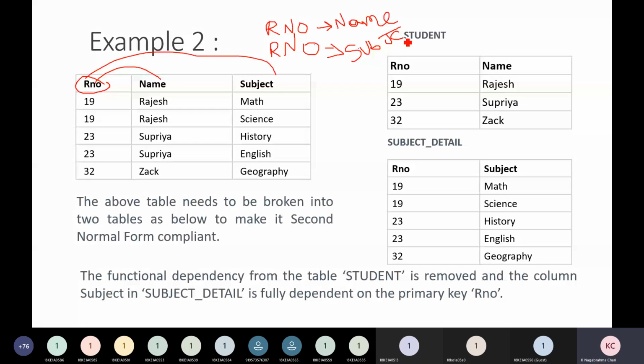Okay, so this is functional dependency 1. Suppose, without these functional dependencies, if you want to delete the subject, it will also delete the data of students. Okay, so this is the problem. We want to avoid these types of problems. Then what are we doing? We are dividing this table. We are breaking this table into two tables.